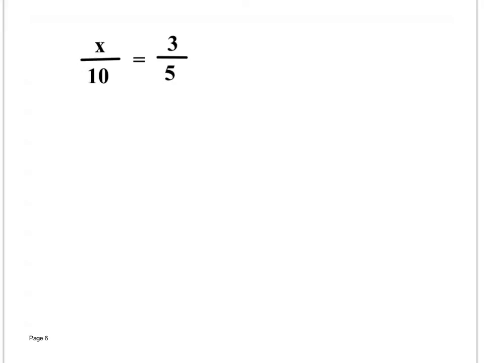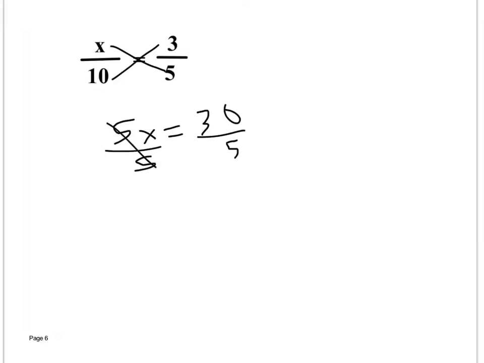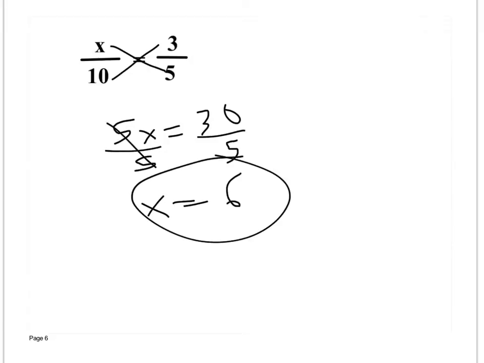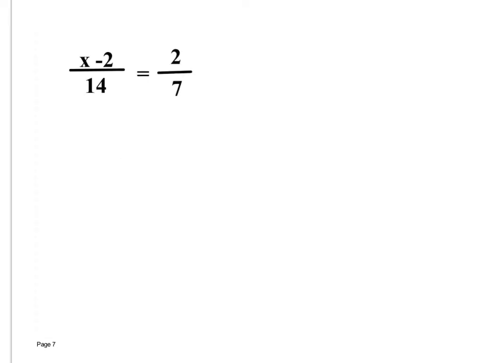Write this down. We have x over 10 is equal to 3/5. What we need to do is find x. X makes this an equivalent proportion. So we need to find out what number would make this an equivalent proportion. We can cross multiply and get 5x equal to 30. We divide by 5. X equals 6. There's our answer.